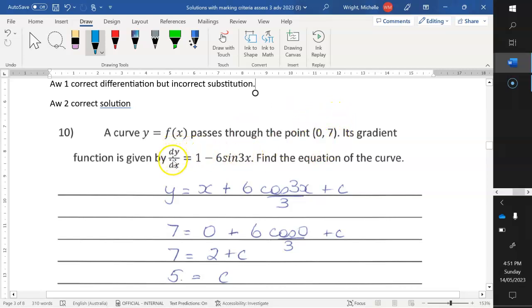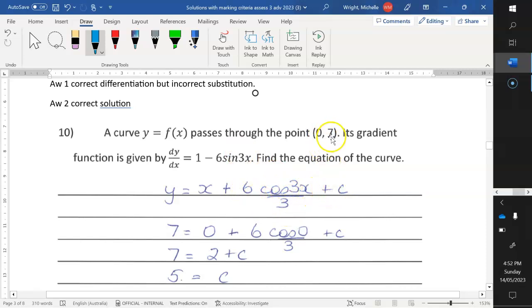So we're going to integrate our dy/dx to get y. And what we're going to get is x plus, this is where people made a mistake and had a minus in there. The derivative of sine is cos, but the integral of sine is minus cos. So we get a plus. We're going to divide by that 3 and pop it on the bottom. So we've got 6 cos 3x over 3, which becomes a 2 plus c.